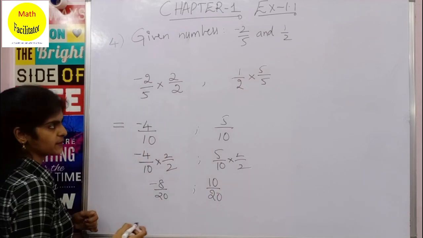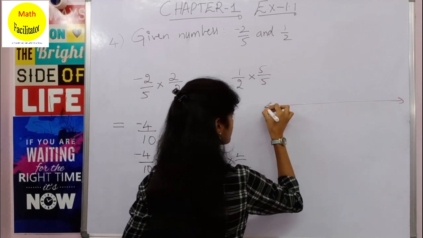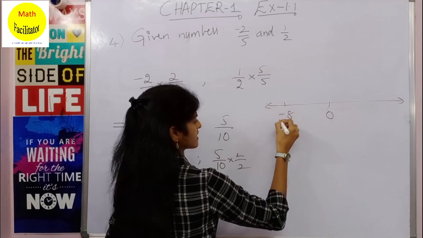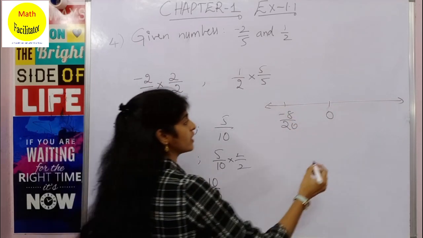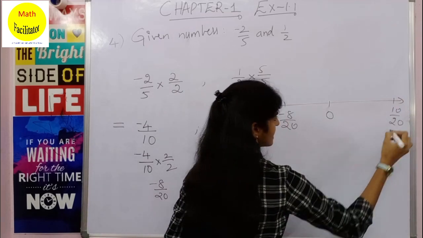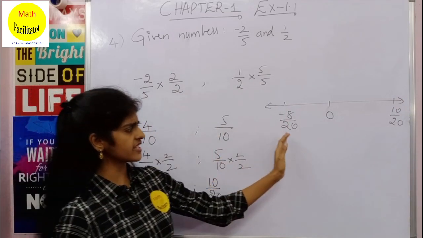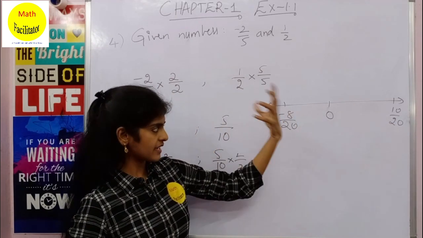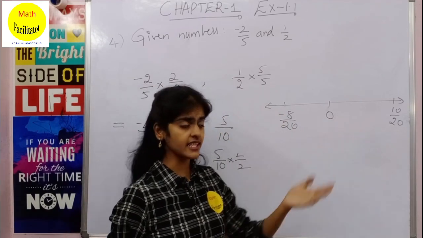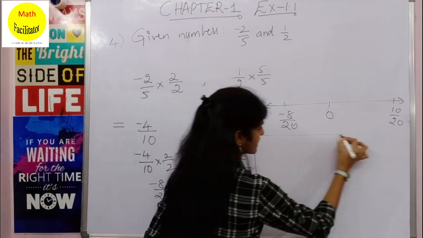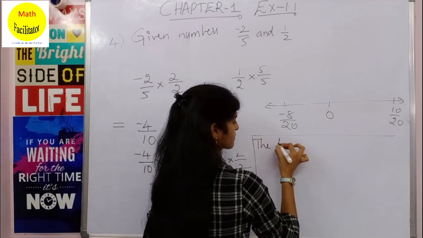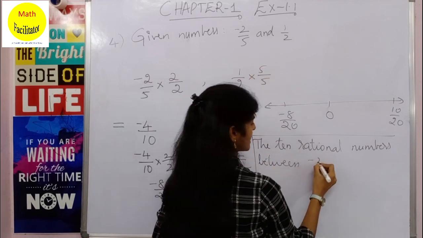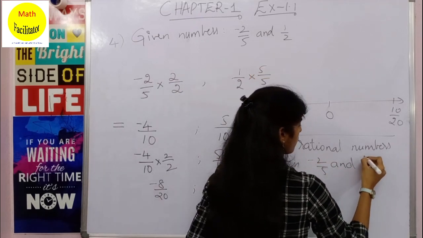So let me represent here. Here you have minus 8 upon 20, so in between you will have 0. Here it is minus 8 upon 20 and you have 10 upon 20. Clear? So now just see, between these two numbers you can insert 10 rational numbers very comfortably, right? In fact there are more than 10 rational numbers. So let us list them out. So the 10 rational numbers between minus 2 upon 5 and 1 upon 2 are.